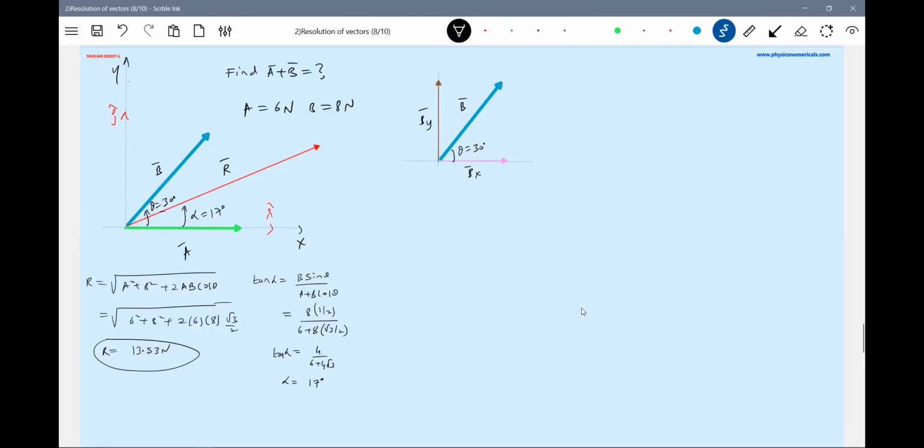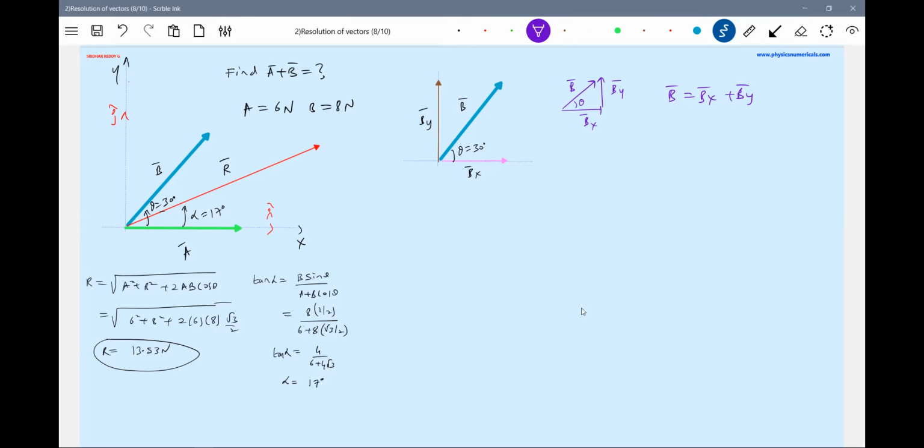So what is the value of B bar? Further, if you know the vectors, it will be like this: Bx, By, and this is B bar. This is theta. So how do you write B bar? As the vector B bar equals Bx bar plus By bar.